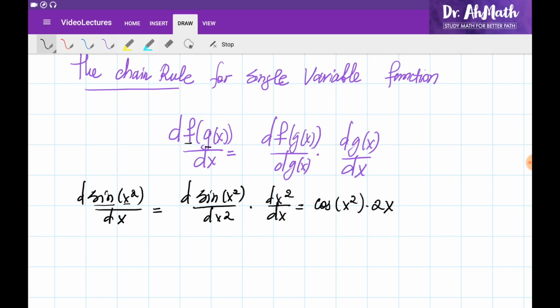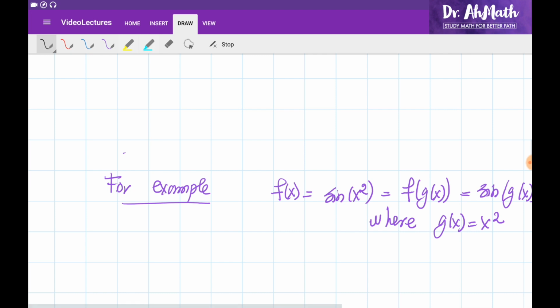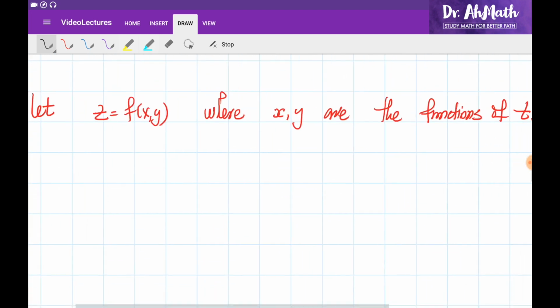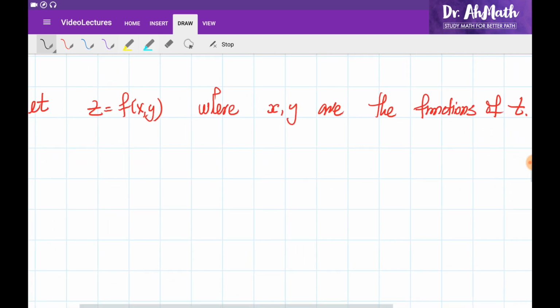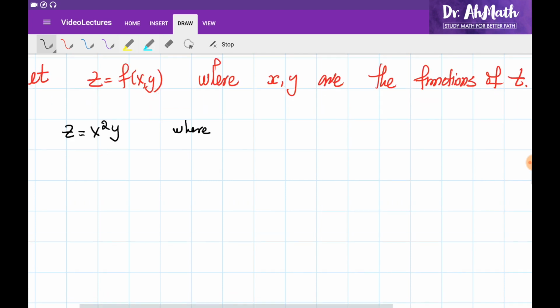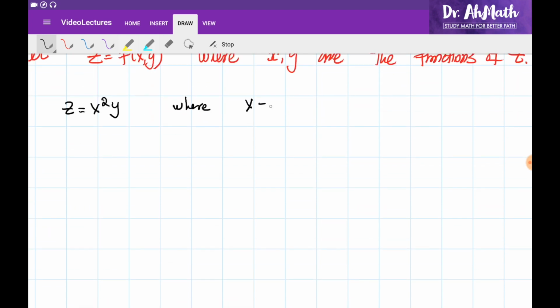Okay, so I would like to obtain a similar formula for multivariable functions. So now let's say we're given a multivariable function z as f of x and y, where x and y are functions of t. So let's do an example in order to obtain the chain rule. So let's say z is given as x squared y, where x is going to be cosine of t and y is going to be sine of t.